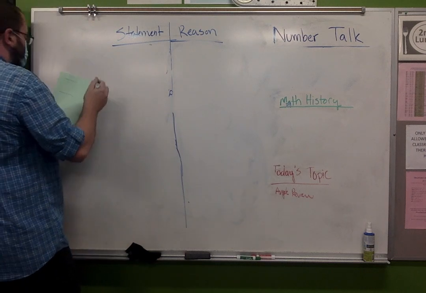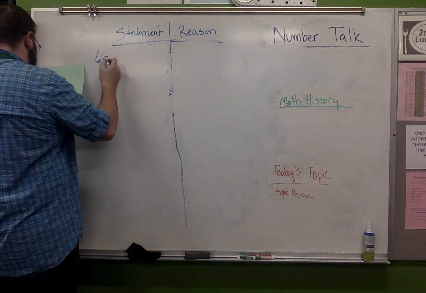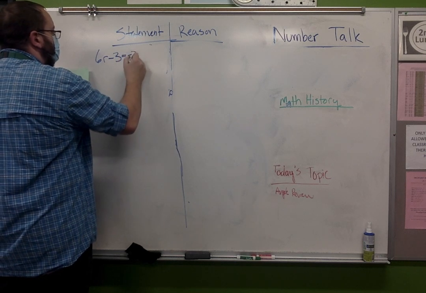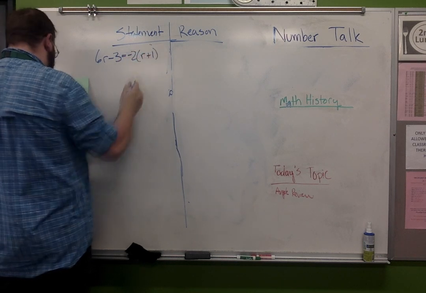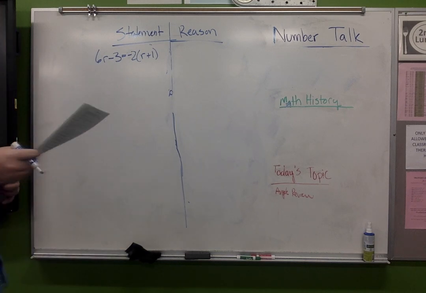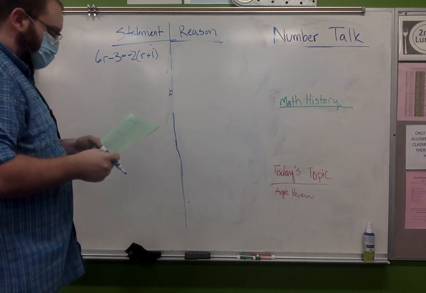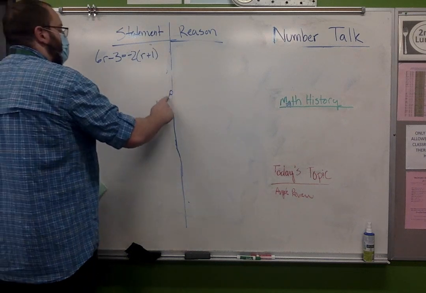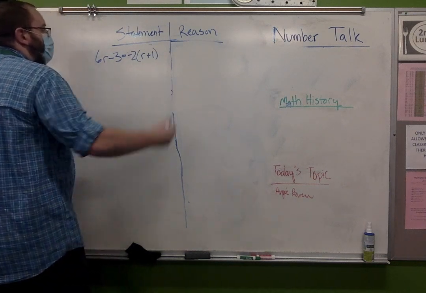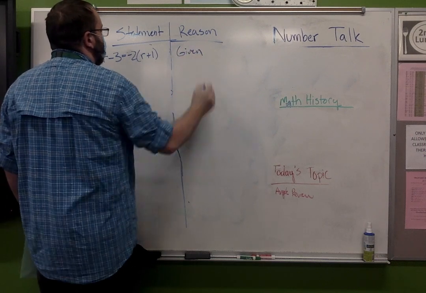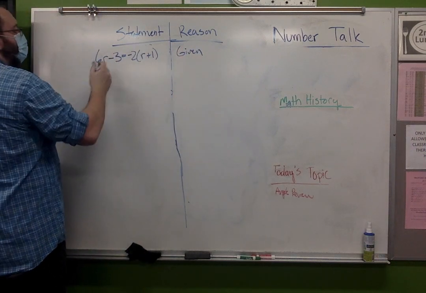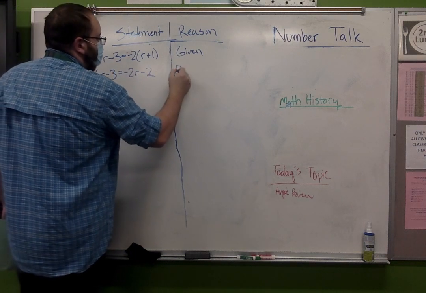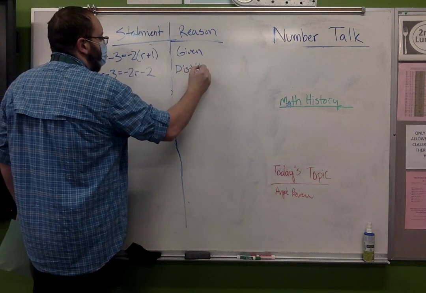Proofs are a lot. So here we have 6r minus 3 equals negative 2 times r plus 1. Oh, when I printed this off, I forgot to put the then. This should be r equals... Oh, we'll figure it out. This is given to us. So we're solving. First things first, distribute. So 6r minus 3 equals negative 2r minus 2. That's the distributive property.